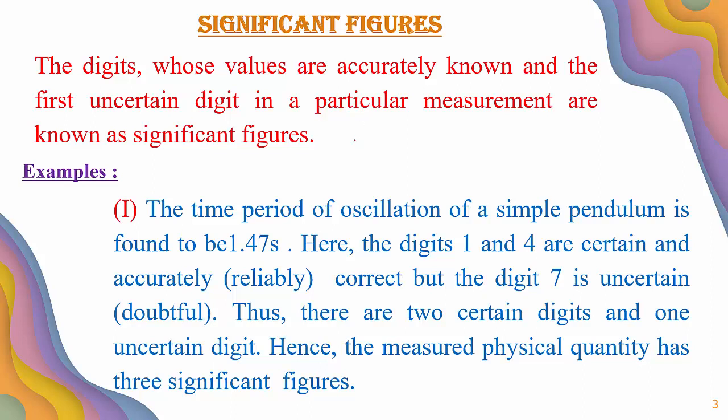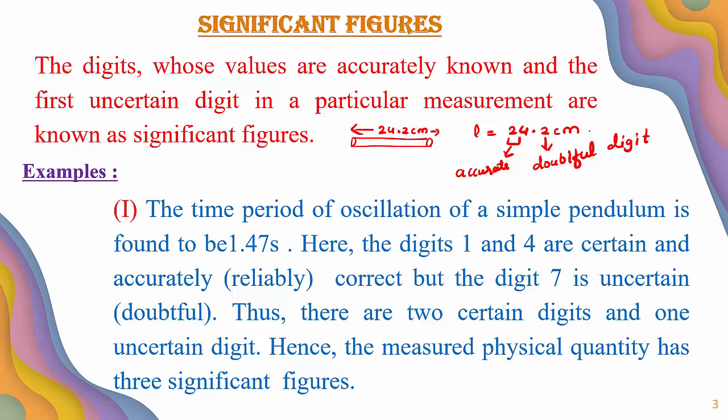Let us consider a rod. This rod is having length 24.2 centimeter. What is the length of the rod? Length of the rod L equal to 24.2 centimeter. Here 24 is an accurate number, accurate value. 0.2 is a doubtful value, or doubtful digit.